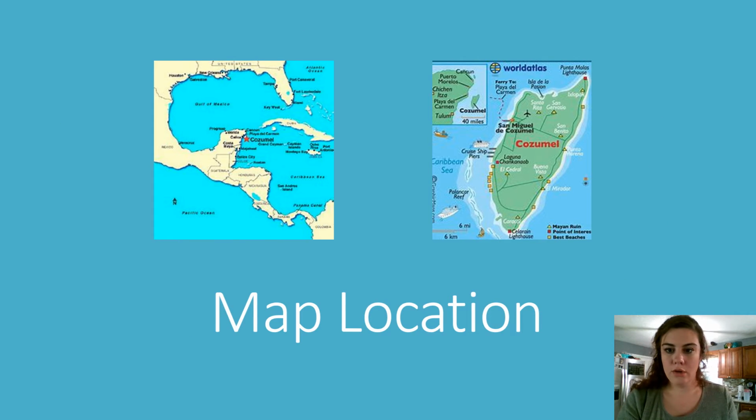So here are two pictures of the map location of Cozumel. As you can see from the picture on the left, Cozumel, Mexico is located on an island off of the coast of Mexico, near the Caribbean Sea and the Gulf of Mexico. The picture to the right is more of the island itself. It shows how the Caribbean Sea borders Cozumel, and then there are different parts of Cozumel that are more touristy than others.